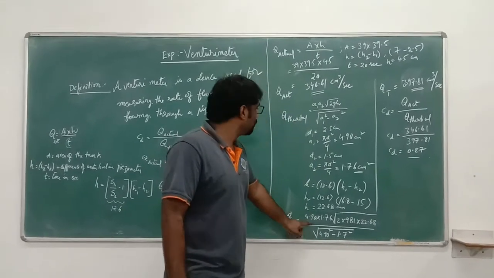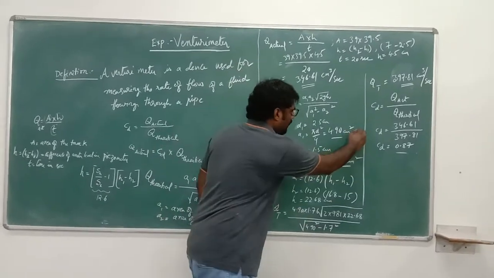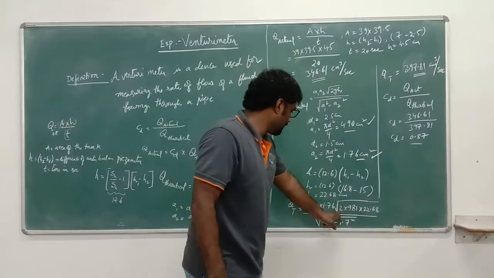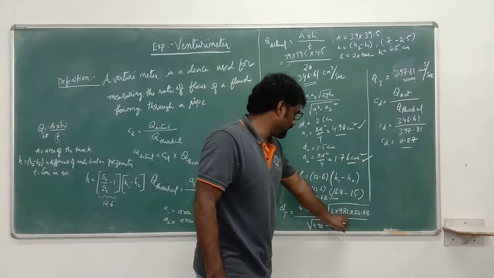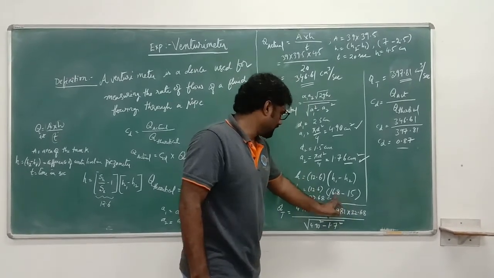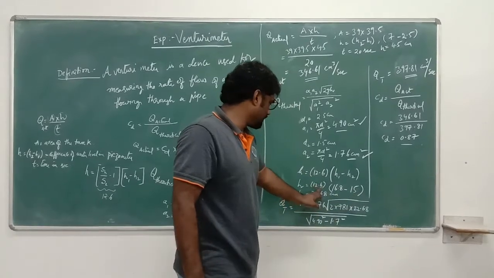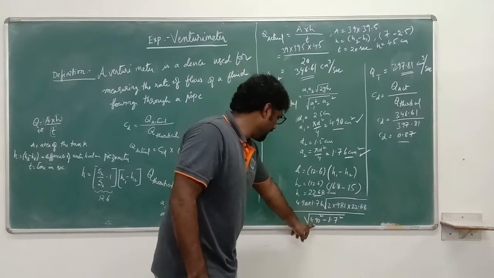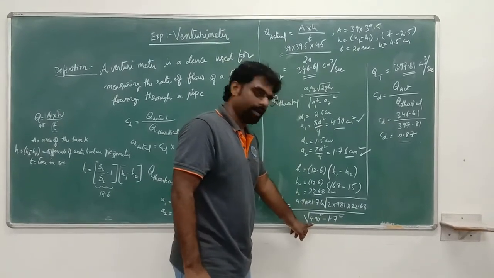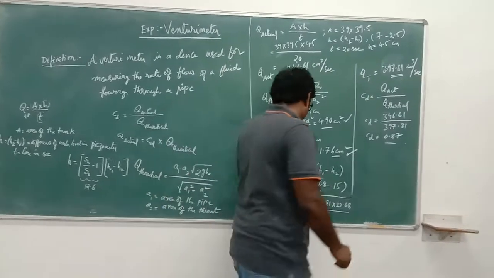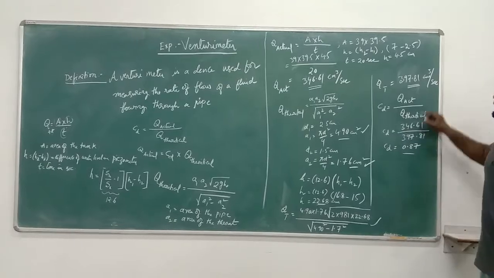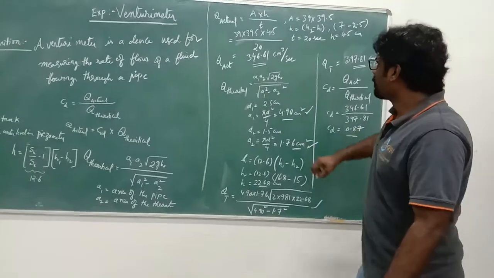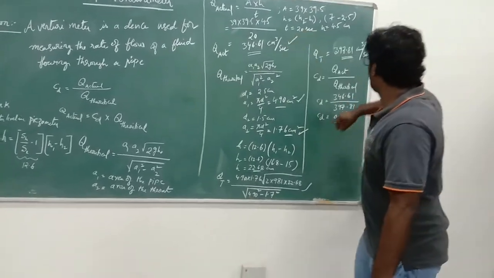So Q theoretical is equal to 4.90, that is your A1, and A2 is 1.76. That also we have found from here, into root of 2 into G, which is 981, and this difference, that is 16.8 minus 15, into 12.6, that will give your H value, that is 22.68. That also we have substituted here, divided by root of A1 square minus A2 square, that is 4.90 square minus 1.76 square. So after calculating, we got the Q theoretical, that is 397.81 centimeter cube per second.